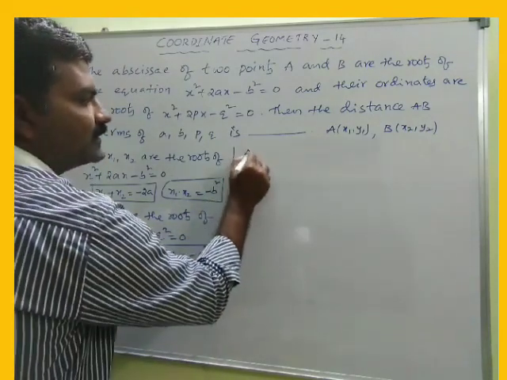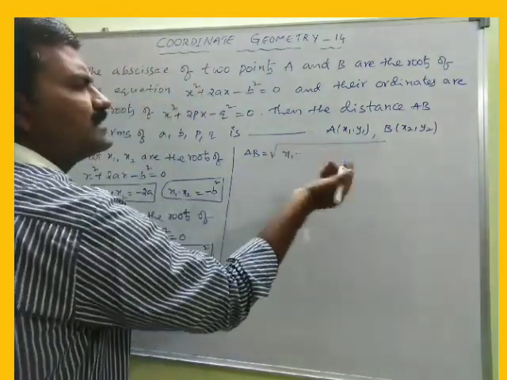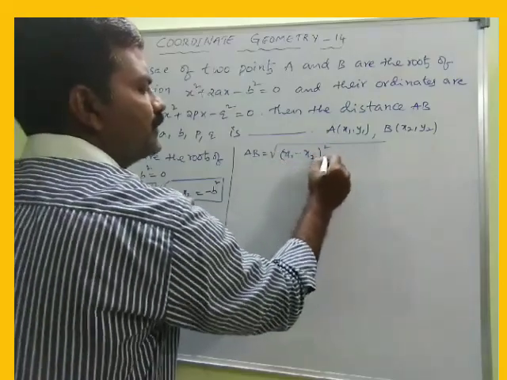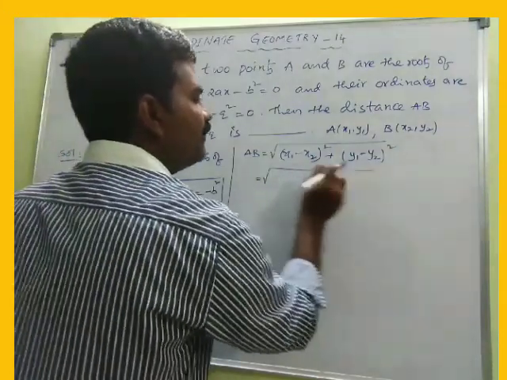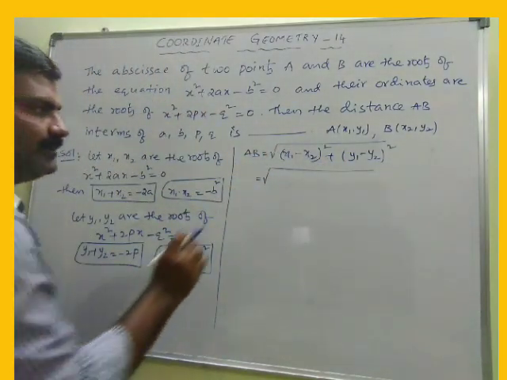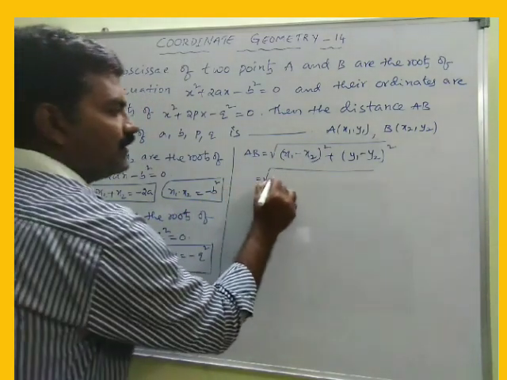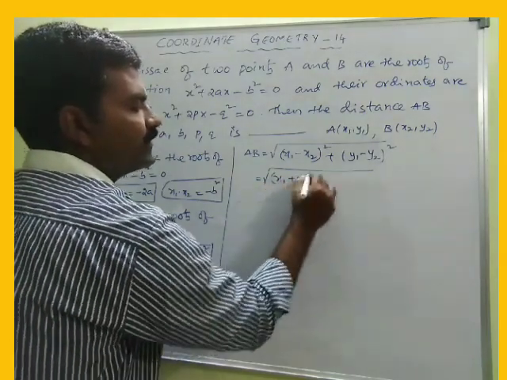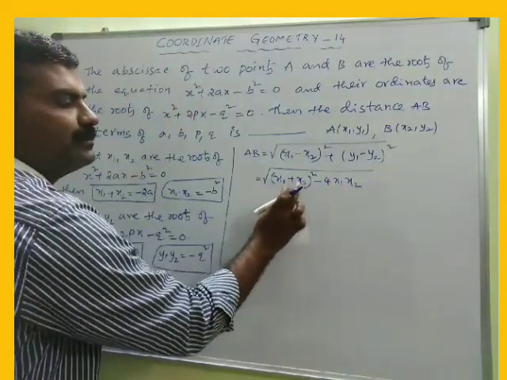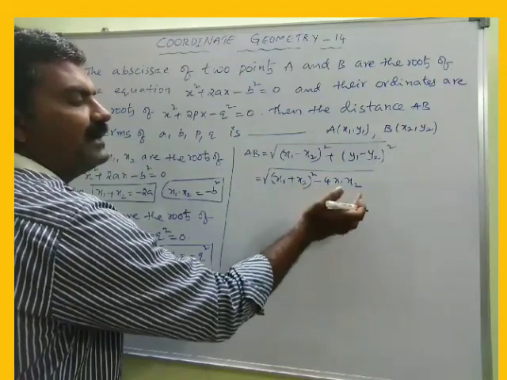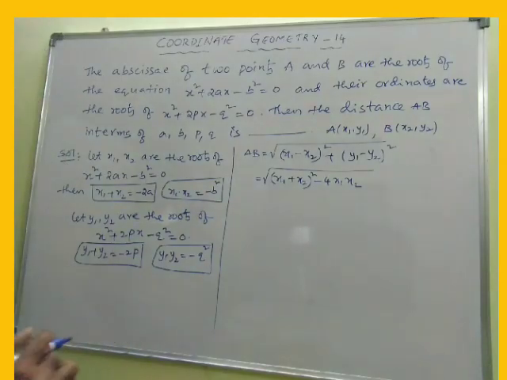Now I want the distance AB, which is the square root of (x1 minus x2) whole square, or (x2 minus x1) whole square, no problem, plus (y1 minus y2) whole square. But we don't know the value of (x1 minus x2) whole square, I mean (a minus b) whole square. How can we write it? (a plus b) whole square minus 4ab I can write it, isn't it? Because a square plus b square plus 2ab and minus 4ab, finally minus 2ab. Then a square plus b square minus 2ab, which is nothing but (a minus b) whole square.